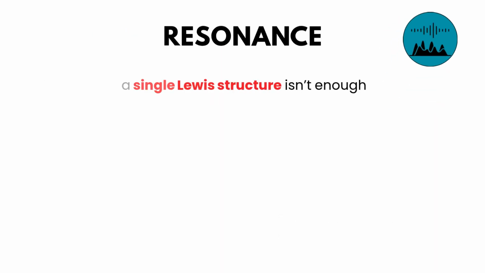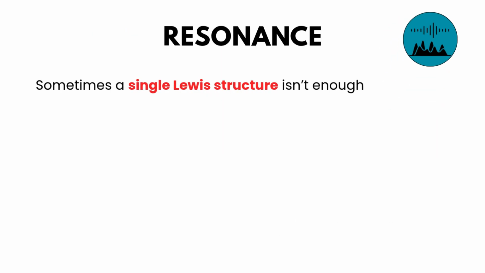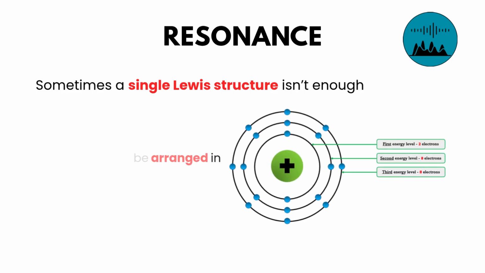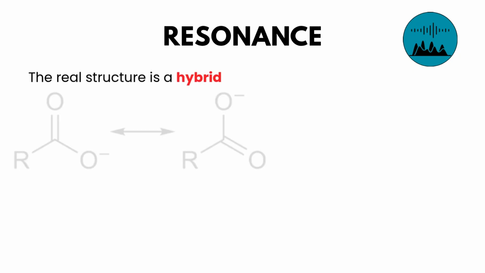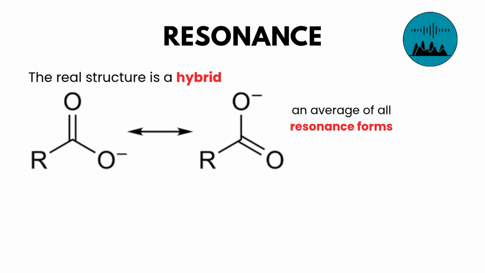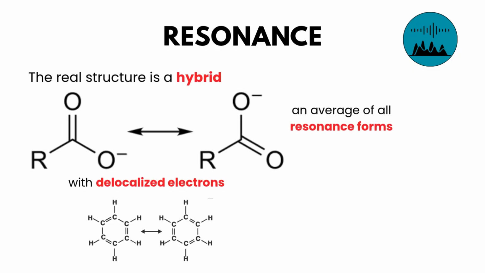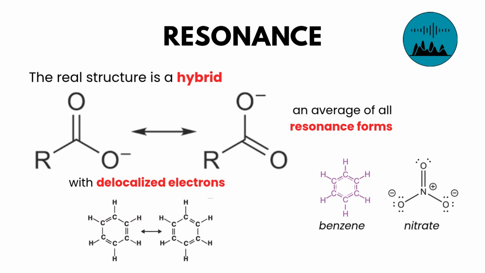Resonance. Sometimes a single Lewis structure isn't enough. Resonance happens when electrons can be arranged in multiple valid ways. The real structure is a hybrid, an average of all resonance forms with delocalized electrons. Think of molecules like benzene or nitrate.